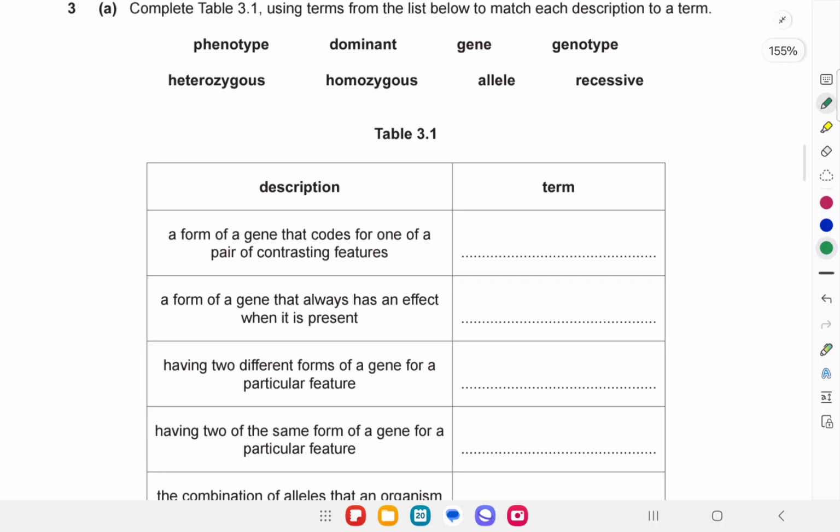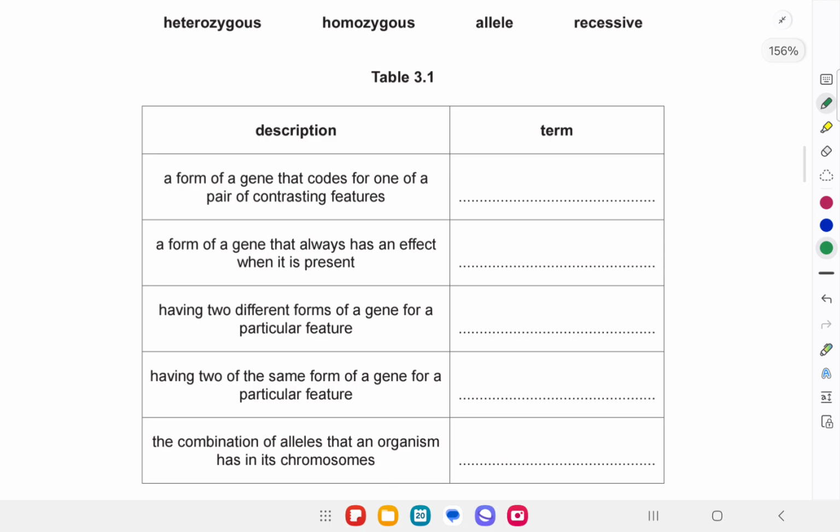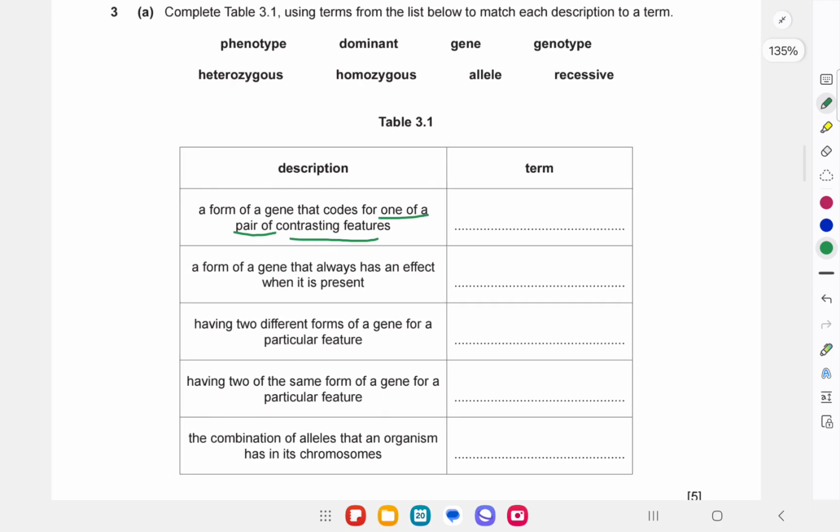Question 3 says complete table 3.1 using terms from the list below to match each description to a term. A form of gene that codes for one of the pair of contrasting features, obviously allele. A form of gene that always has an effect when it is present, the dominant gene.